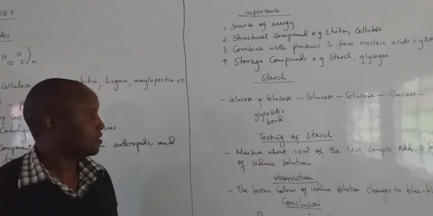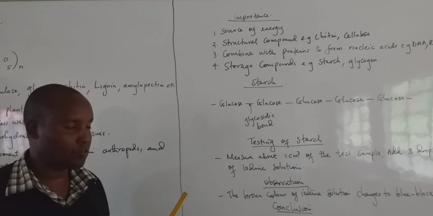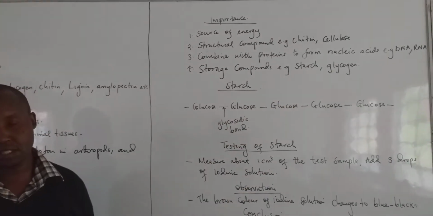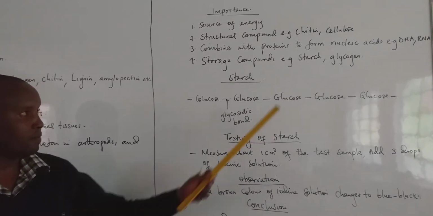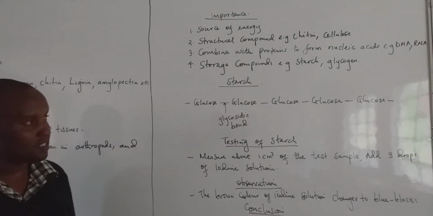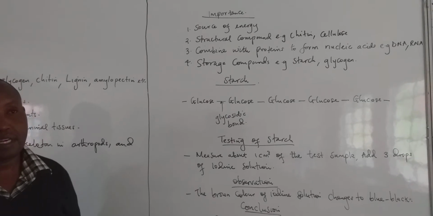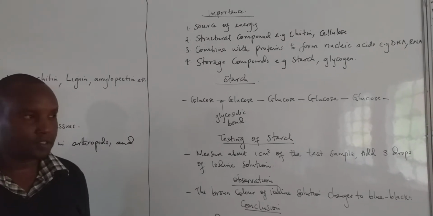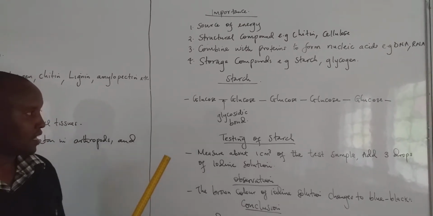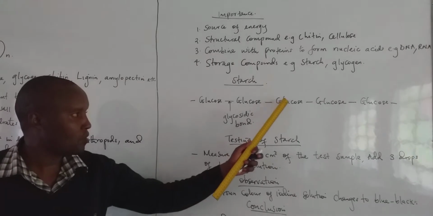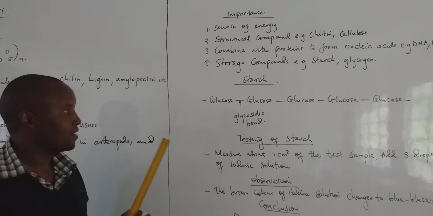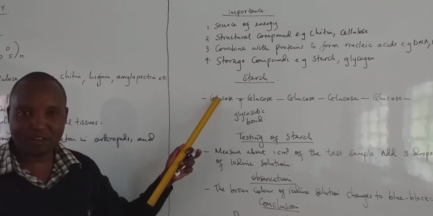Again, we have storage compounds. These carbohydrates form storage compounds. For example, starch is found in plants and glycogen is found in animal tissues. Remember, starch is found either in the seeds or in the roots of plants, while glycogen is found in the skeletal muscles and in the liver as a storage tissue. If you look at starch, several glucose molecules combine during condensation to form a long chain. The long chain of starch is known as a glycosidic chain.